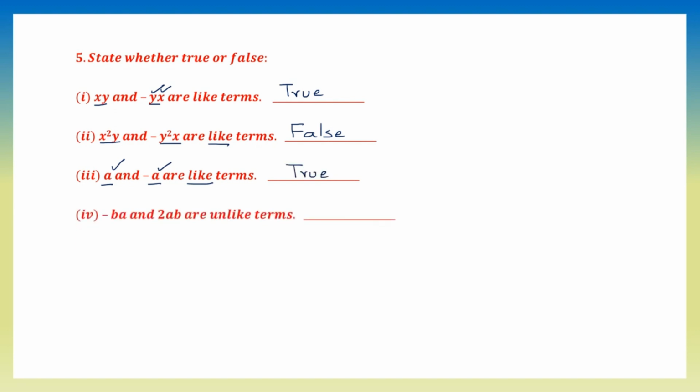Question 4, minus ba and 2ab are unlike terms according to the statement. Now there is 1a and 1b here. Here also there's 1a and 1b. So these are actually like terms. So this statement is false because the statement says that they are unlike terms. Next one, 5 and 5x are like terms, which is false because here there is an x and 5 is all by itself. There is no variable there. So this statement is also false.